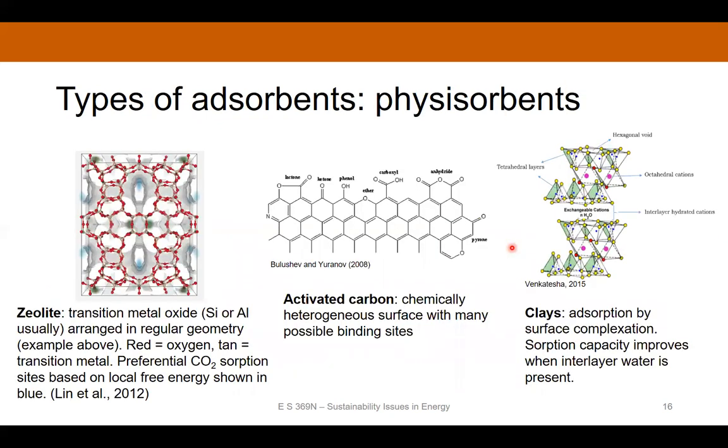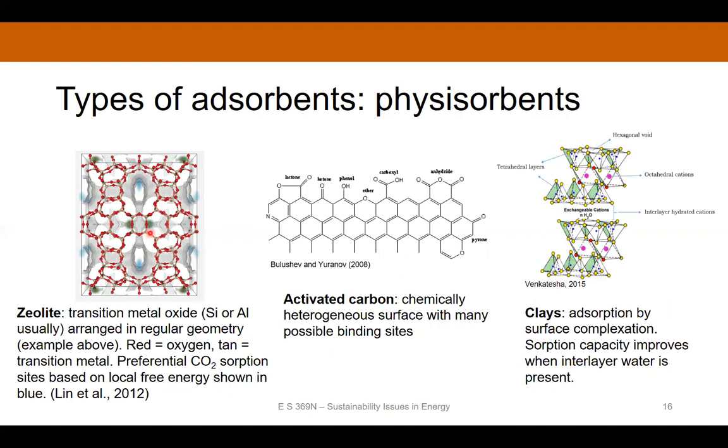Now, the physisorbents, that's a tricky word to say, that are commonly used include zeolites, activated carbon, and clays. Zeolites are a transition metal oxide, so it's usually silicon or aluminum, and it's arranged in a regular geometry that can be very carefully controlled. So here's a ball and stick diagram of one of these zeolites.